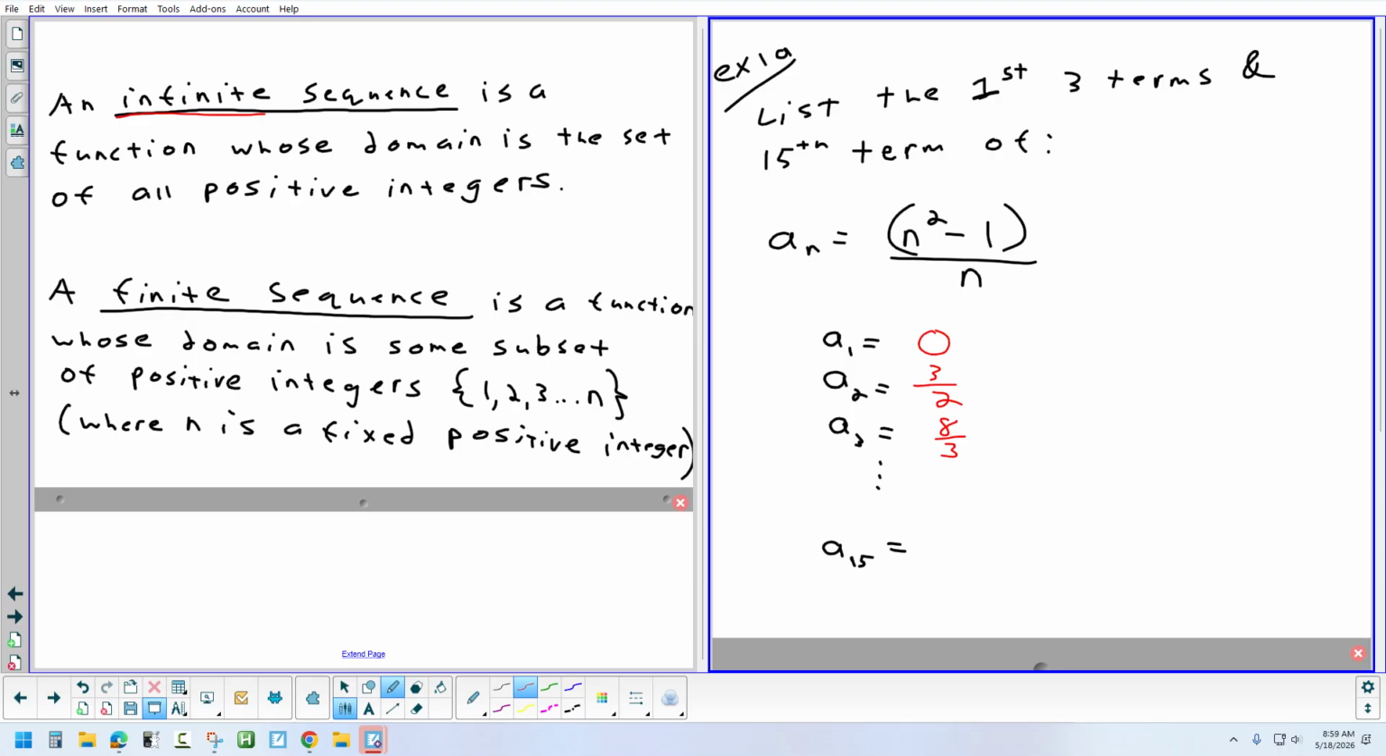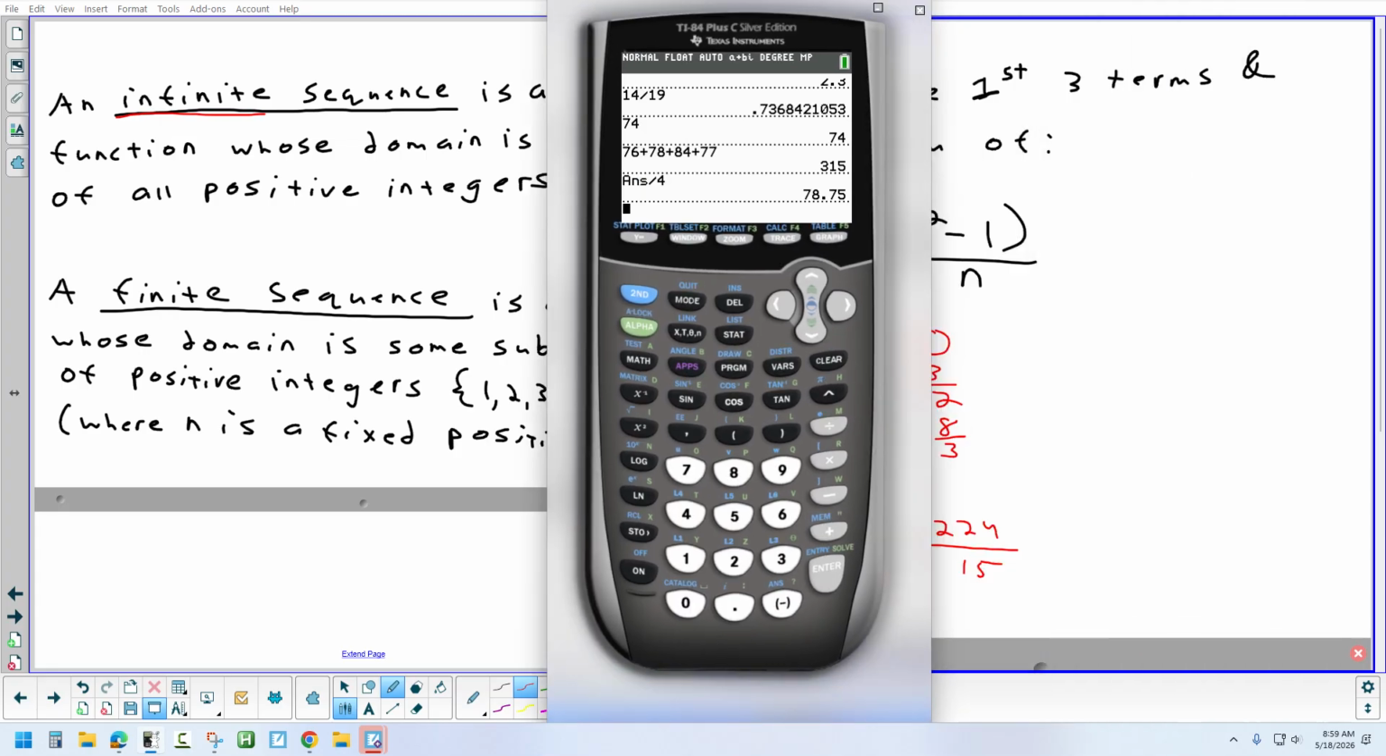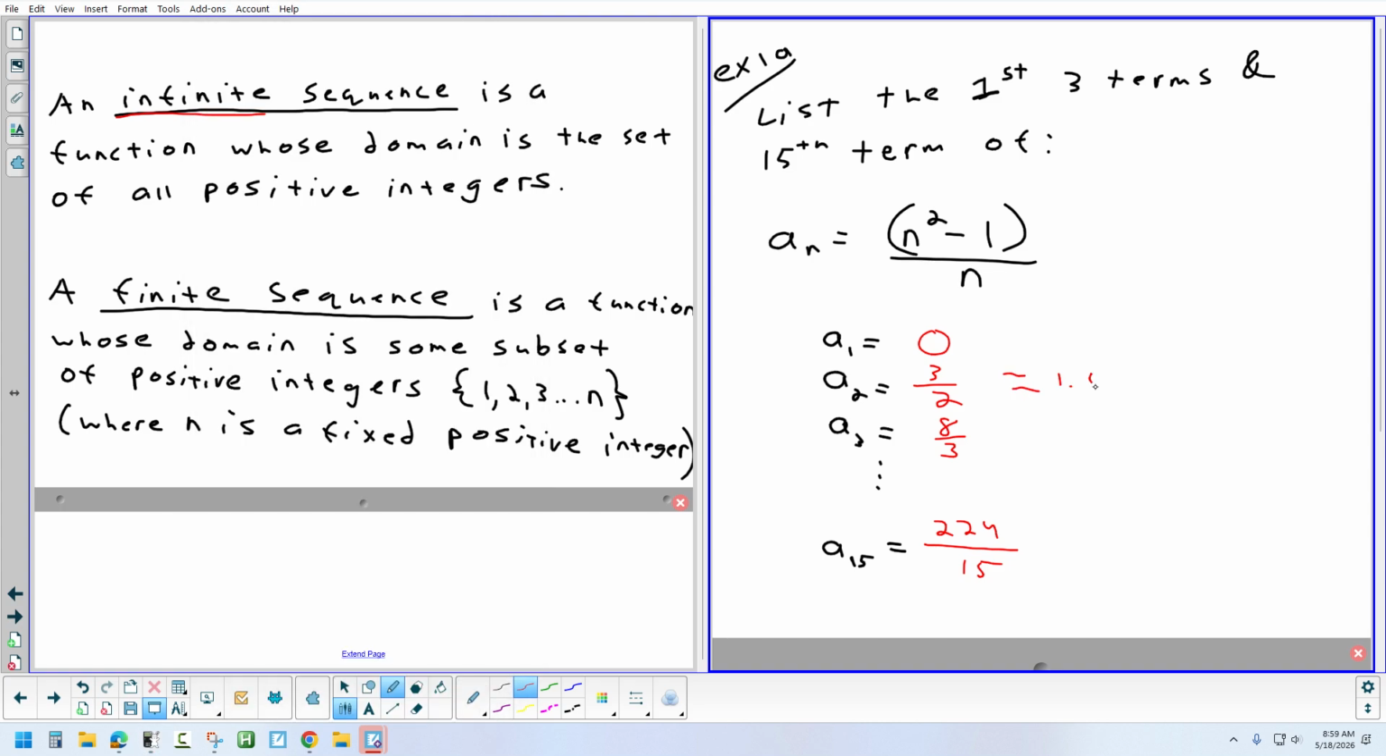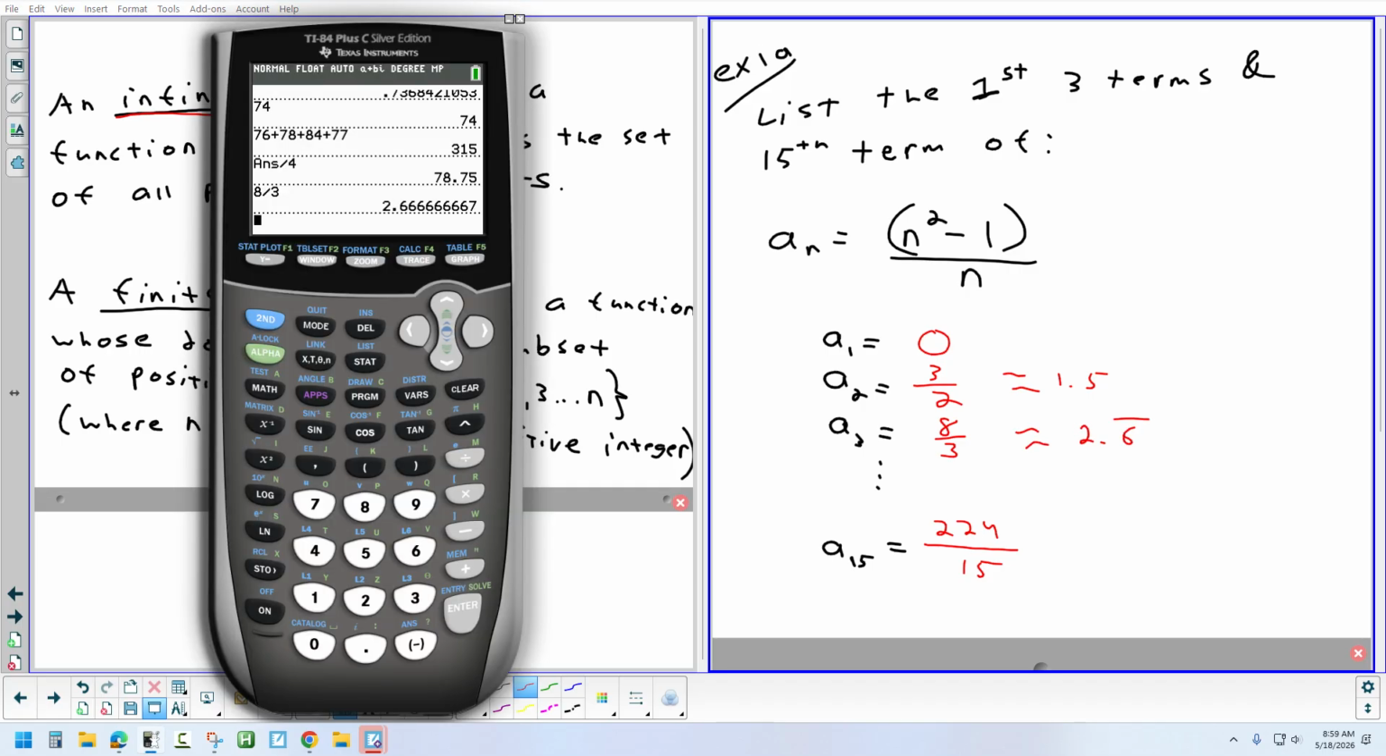And what if we plug in 15? Yeah. 224 over 15. Now, if you start to think about those as decimals, you're going to notice that there is a pattern to what they're approaching. So 8/3, is that 2.6 repeating? So this is 1.5. That one's 2.6 repeating. And 224 divided by 15, 14.93 repeating.